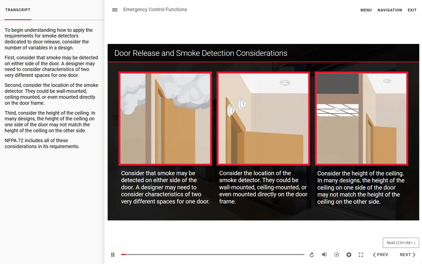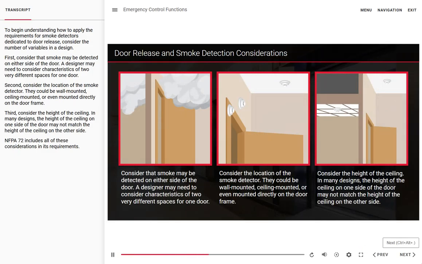To begin understanding how to apply the requirements for smoke detectors dedicated to door release, consider the number of variables in a design. First, consider that smoke may be detected on either side of the door. A designer may need to consider characteristics of two very different spaces for one door.